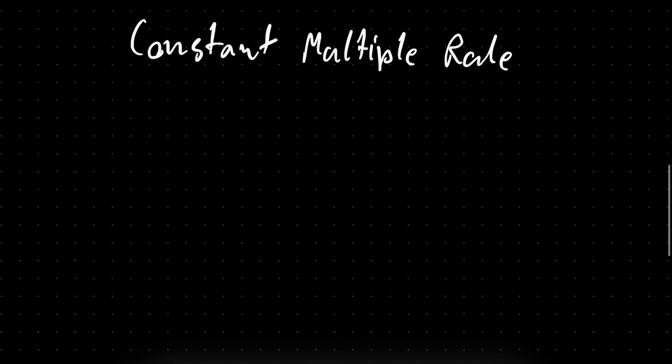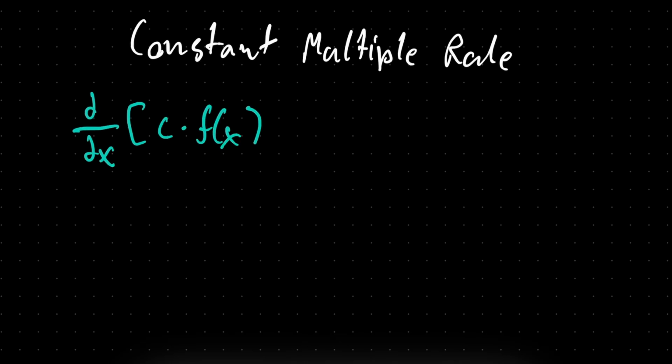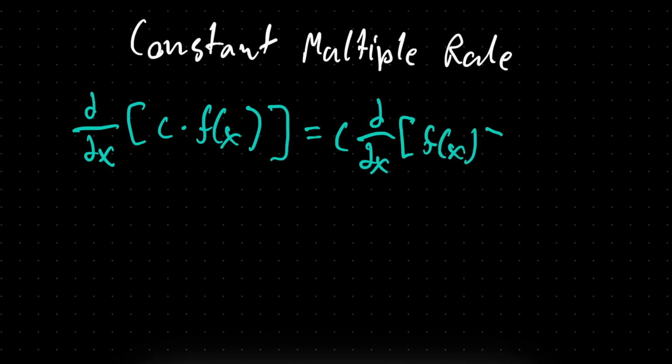We also have something called the constant multiple rule, right? All this is really saying is that if you take the derivative of some constant times some function, it's the same thing as this constant times the derivative of this function f of x, which is also the same thing as c times f prime of x.